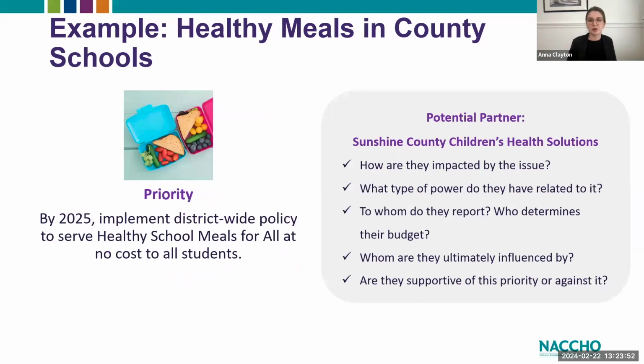So this is just to summarize the types of questions that you would be asking. Sorry, a little confusing. So we are Sunshine County Health Coalition. We're going to pretend that we've identified Sunshine County's Children's Health Solutions as an organization who could be a partner in this effort. We'll imagine that they are a local chapter of the Food Resource and Action Center National Advocacy Group who advocates to see this priority realized. And these on the right would be those questions in the analysis that we would want to answer about them.